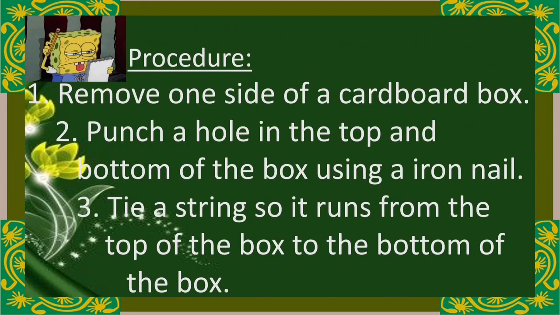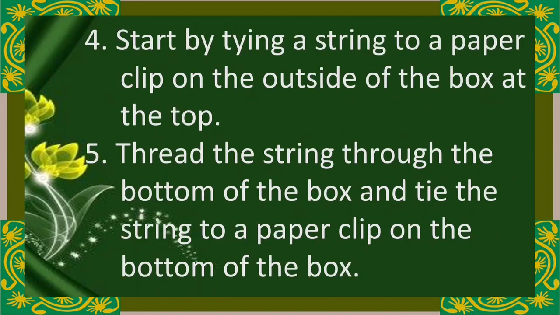Procedure: 1. Remove one side of a cardboard box. 2. Punch a hole in the top and bottom of the box using an iron nail. 3. Tie a string so it runs from the top of the box to the bottom of the box. 4. Start by tying a string to a paper clip on the outside of the box at the top. 5. Thread the string through the bottom of the box and tie the string to a paper clip on the bottom of the box.